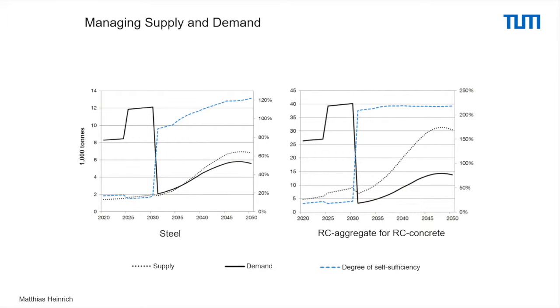Just two examples when plotting supply and demand. So here the dotted line and the black solid line. You can get an idea of when supply exceeds demand, for example. Here when the line crosses, and it can be seen at this point here for steel, I just chose two examples, and recycled aggregate for production of recycled concrete. At the end of the construction period for the new city, we actually have more material available. So the supply exceeds the demand.